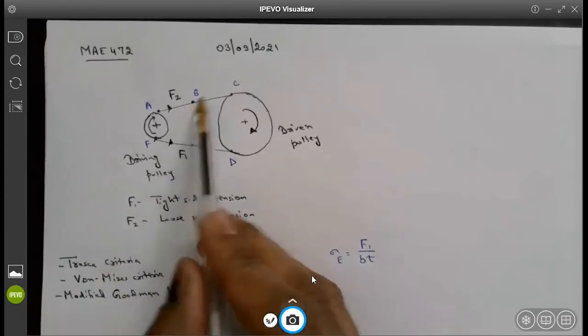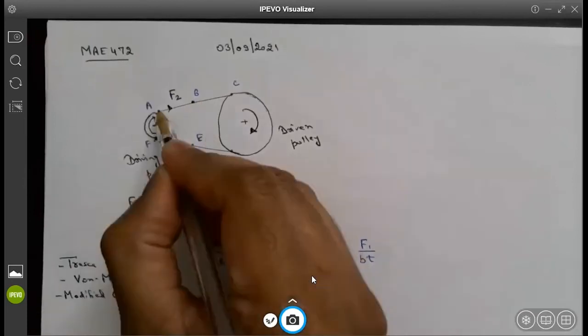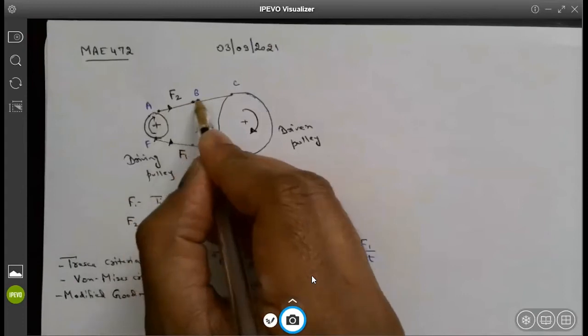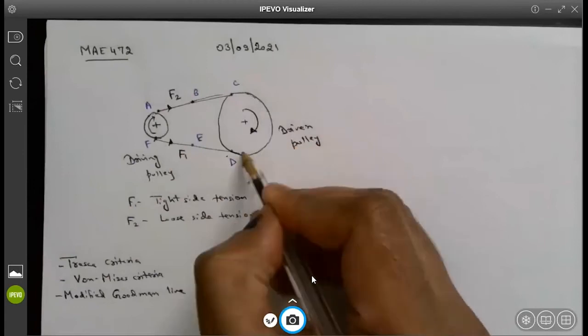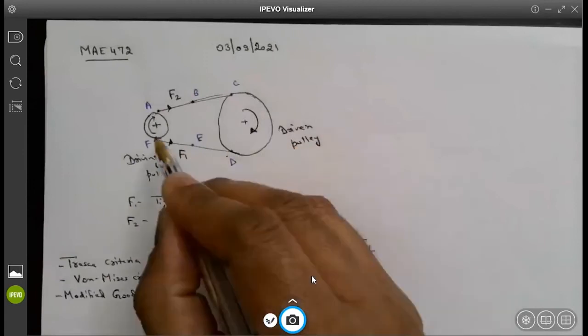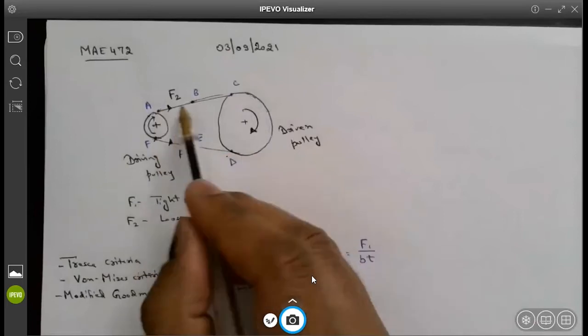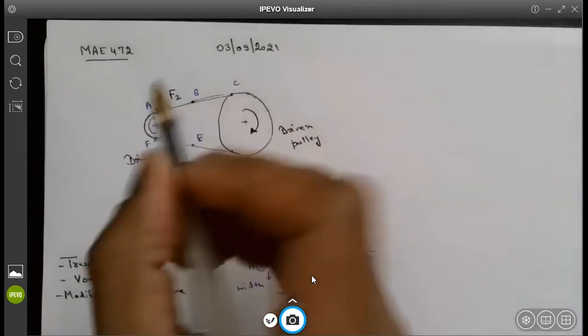when I'm talking about different points, it is not a different material. It is the same material that is traveling from point A to point B. After a certain amount of time, it is going to point C. This material point will move along this driven pulley to point D, then point E to point F, and again going to point A.